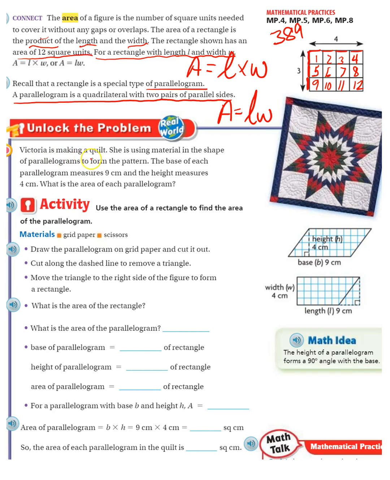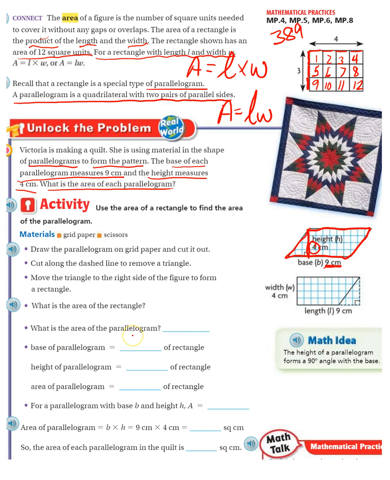Okay, Victoria is making a quilt. She is using material in the shape of parallelograms to form the pattern. The base of each parallelogram measures 9 centimeters. We can think of the base as the width, and the height measures 4. What is the area of each parallelogram? Okay, so here's our parallelogram that she is using. Our base is 9, and our height is 4.